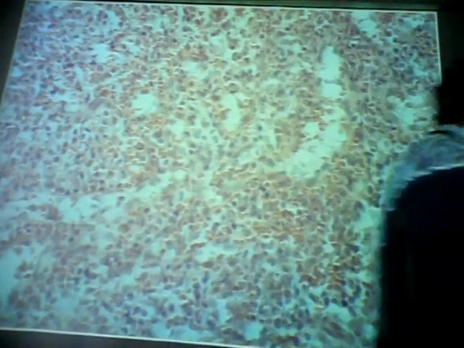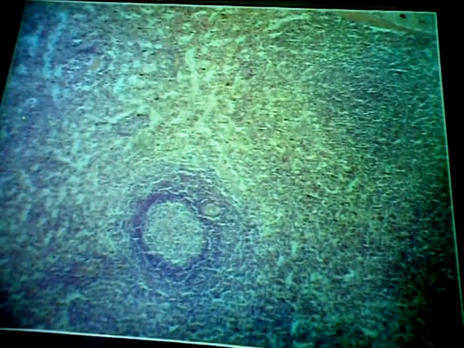Now the other area of the spleen, which you should also be able to recognize, is the white pulp. And that's fairly distinguishable in these same preparations. A good area there. And right here you can see a good area of white pulp.